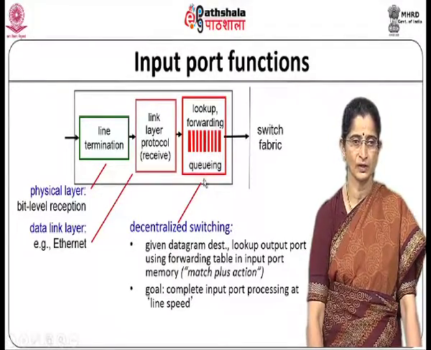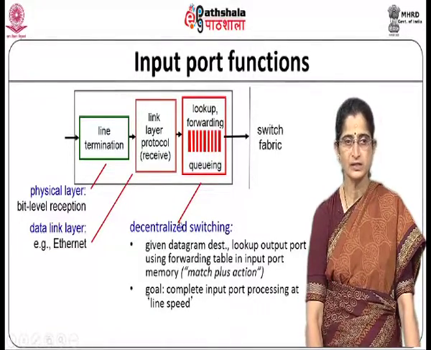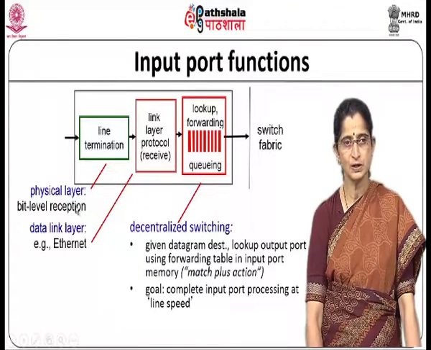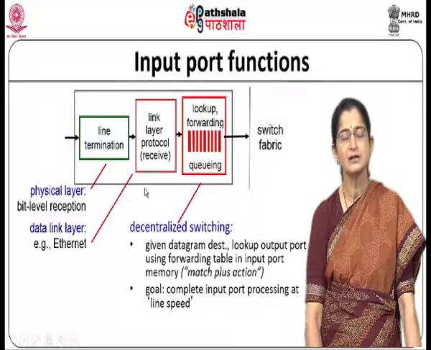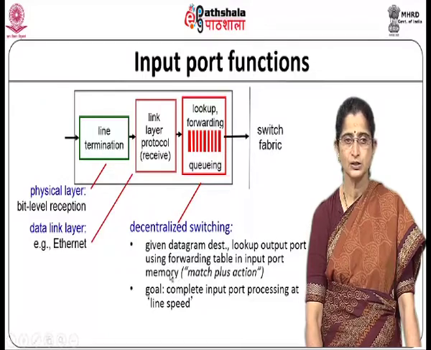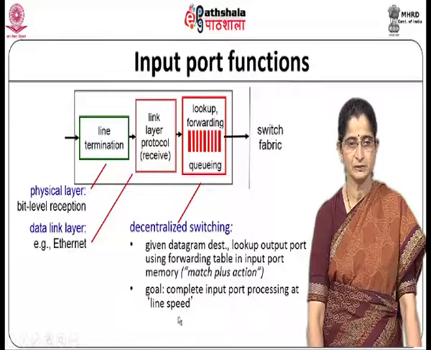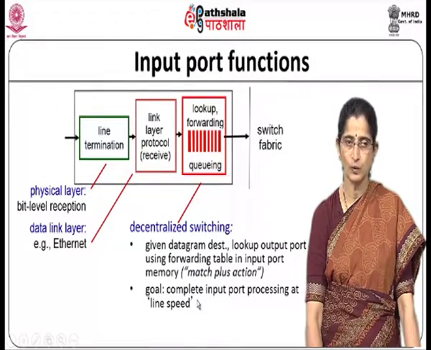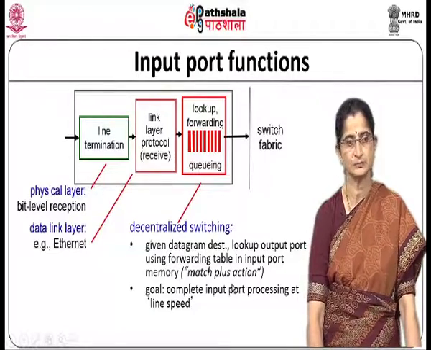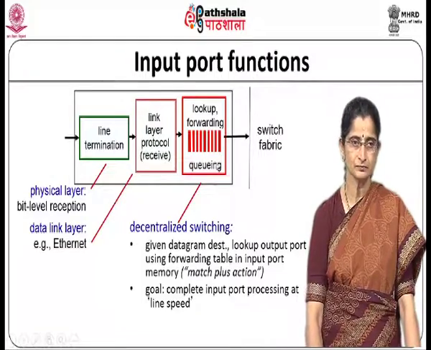The goal, obviously, is to complete this input port processing at line speed. What we mean by line speed is the speed at which your line is working and the rate at which packets are coming, and we would like to process them at the rate at which they come in. So, if you have a 10 gigabit per second line or a 1 gigabit per second line coming in, we would like to finish this processing at that same speed. That is the main goal at the input port.